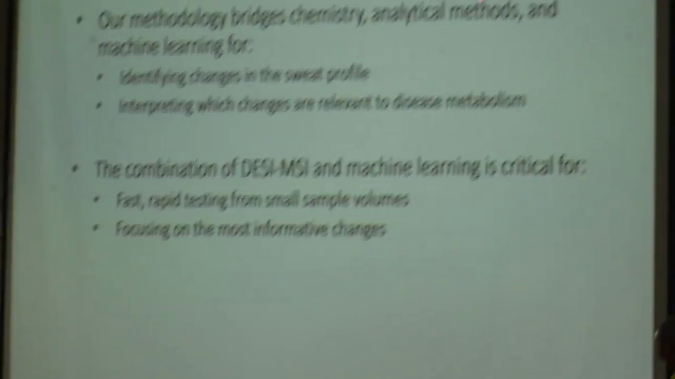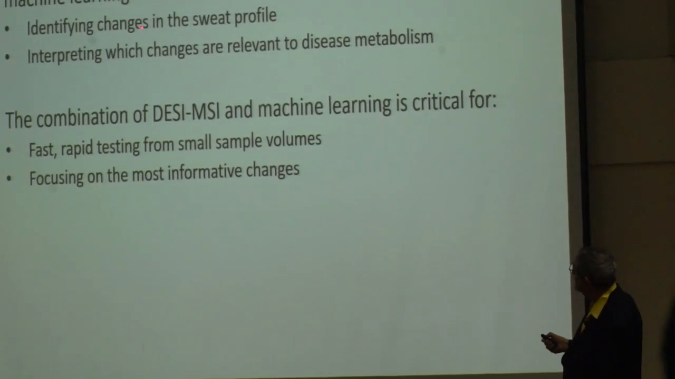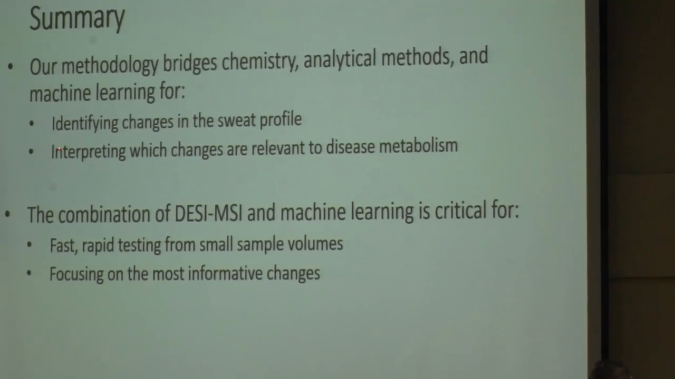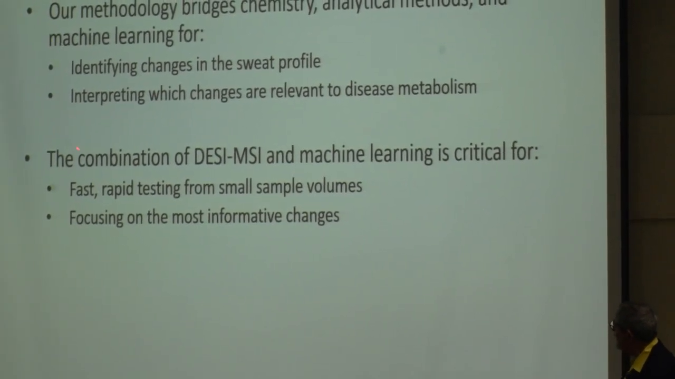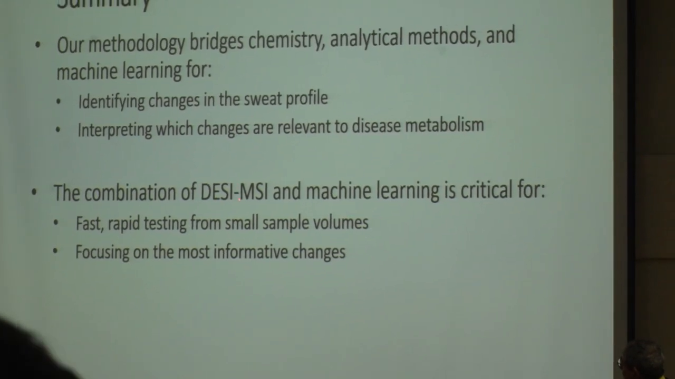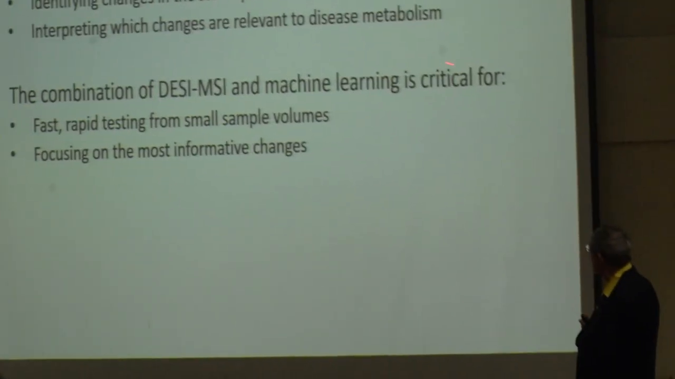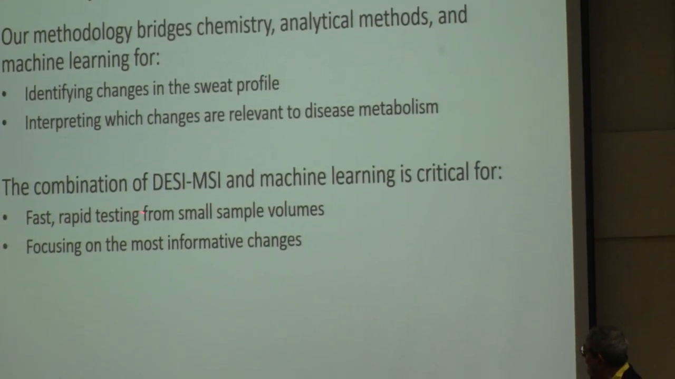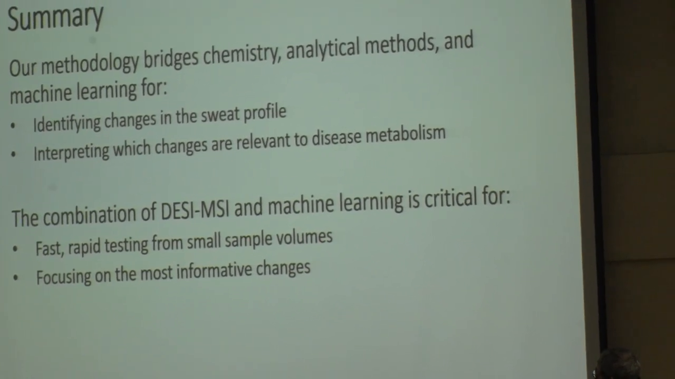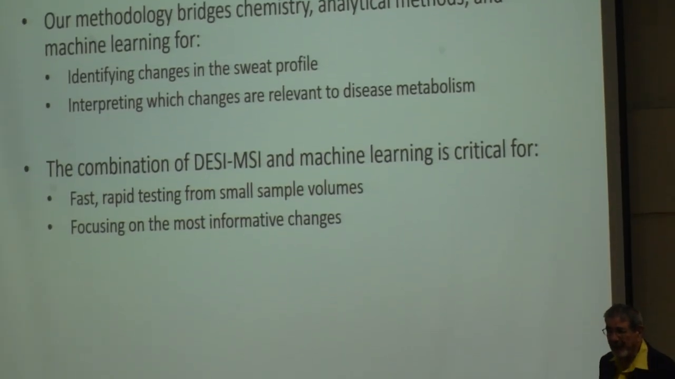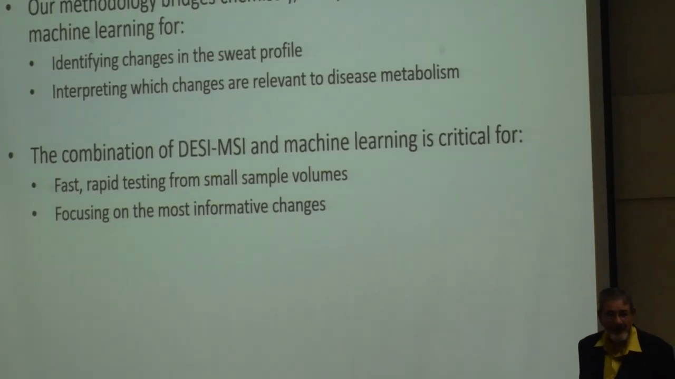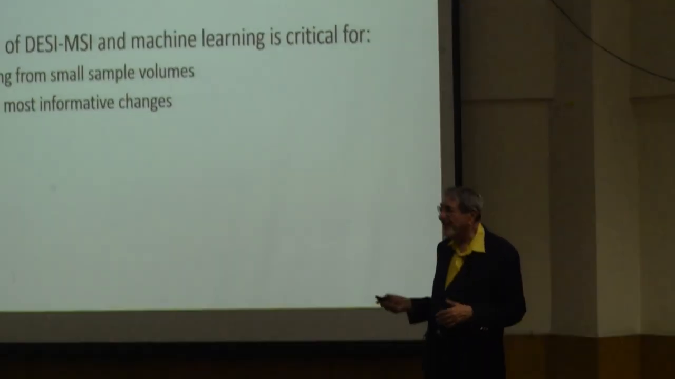And our method bridges chemistry, analytical method, and machine learning for identifying changes in the sweat profile, interpreting which changes are relevant to disease metabolism. And the combination of this DESI MSI and machine learning is critical for fast, rapid testing from small sample volumes and focusing on the most informative changes. Hope I'm making this clear to you. I'm not getting anybody questioning you by trade.